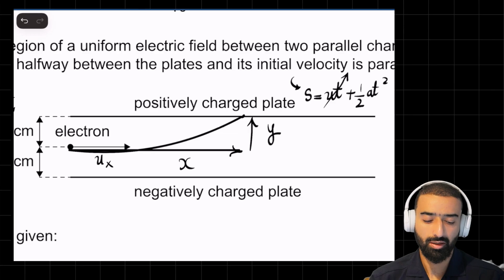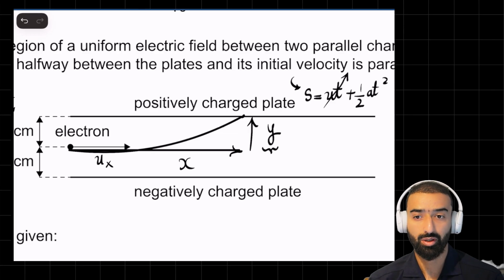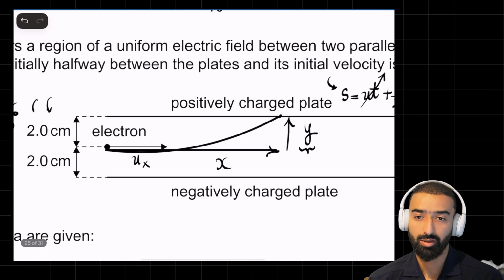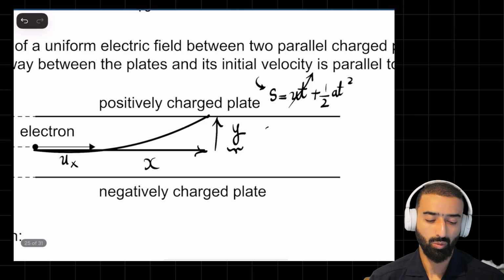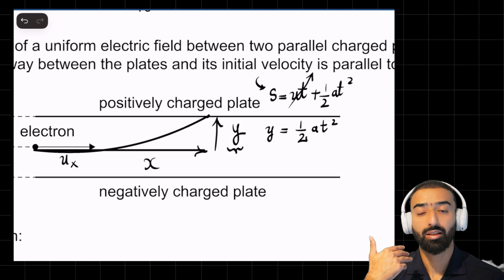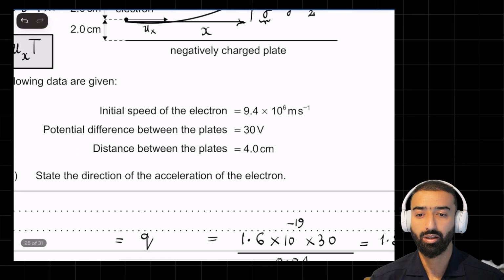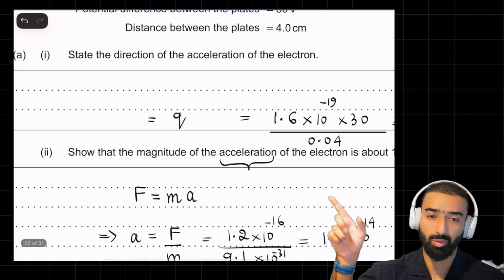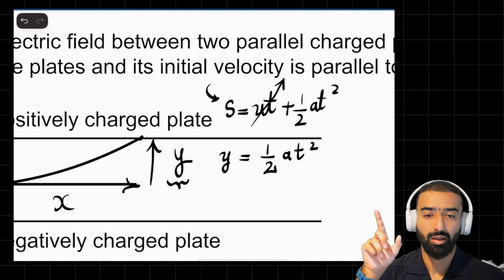But what is this S? This is the vertical displacement y. And how much is y? Well, y is 2 centimeters. So we know S. Let's replace S with y. Our equation becomes y equals 1/2 at square. And what's A? A is the acceleration of the electron. Do we know that? Yes, we figured it out when we were solving this part of the problem. Alright, so we know all the terms in this equation.